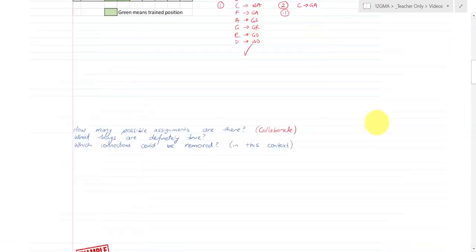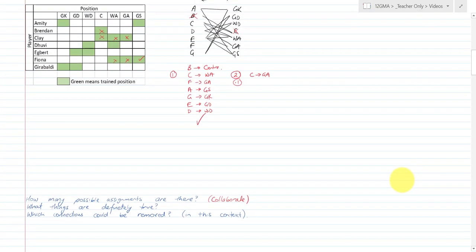How many possible assignments are there? So in this case, maybe you got a chance to collaborate, maybe you didn't, maybe you just watched the video, but there are 3 possible assignments. What things are definitely true? Well, the only thing that's definitely true is that Brendan has to be centre. What connections could be removed in this context?